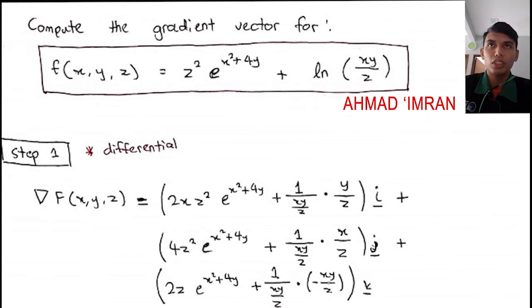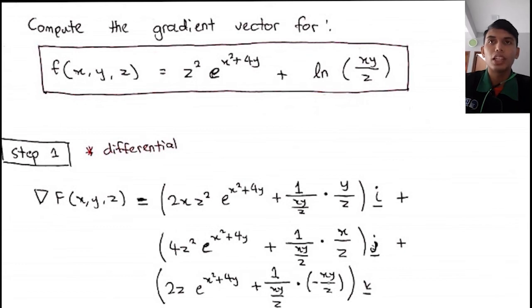Example question for the vector field is compute the gradient vector for the function f(x, y, z) equal to z squared e to the power of x squared plus 4y plus ln(xy over z). The first step, we need to differentiate. To get the i, we need to differentiate the function with respect to x, and the answer is 2xz squared e to the power of x squared plus 4y plus 1 over (xy over z) multiplied by y over z.